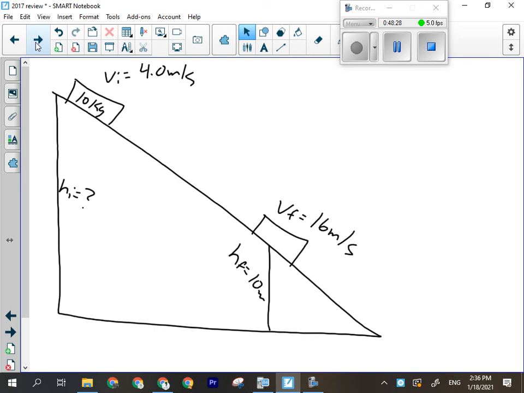Down. That's why it says F at the bottom. Oh, right. So final, F for final.